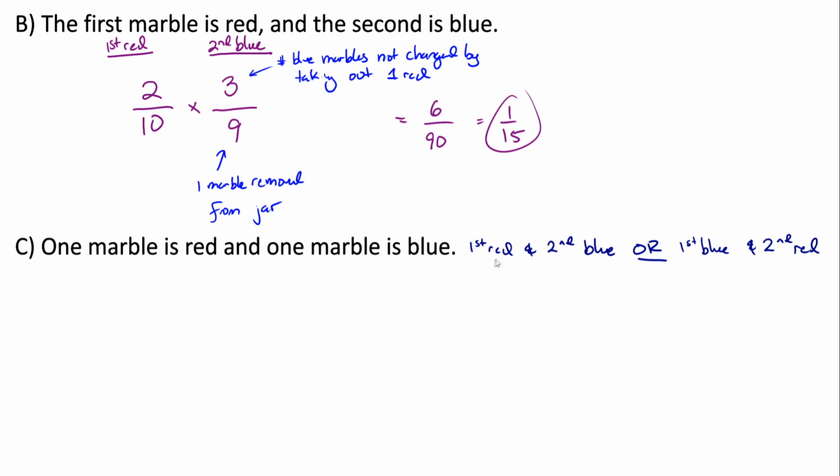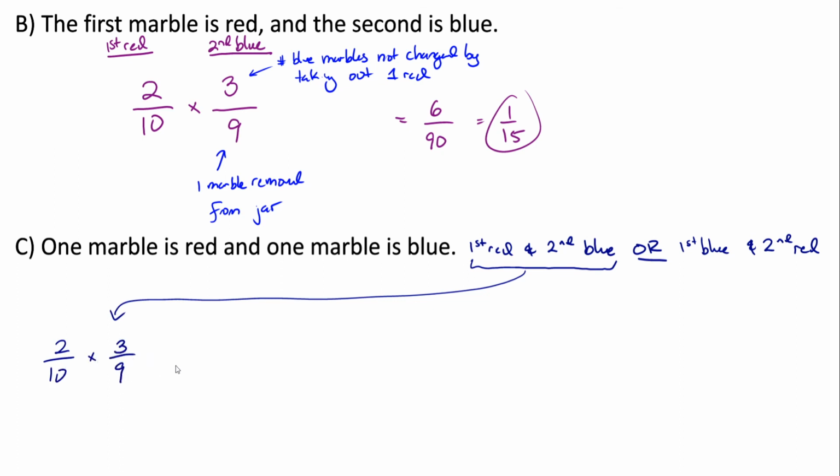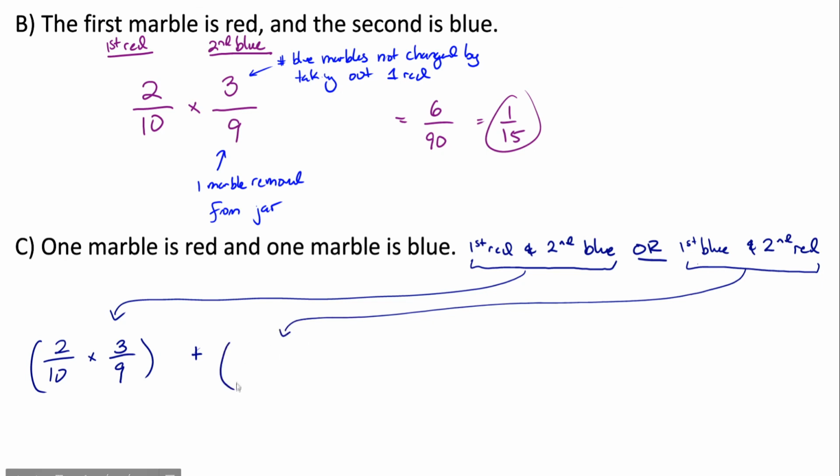So the probability that the first is red and the second is blue, we know this is still going to be 2 out of 10 times 3 out of 9. And then we would have to add this to the probability that the first is blue and the second is red. So the probability that the first one is blue will be 3 out of 10. The probability that the second marble will be red will now be 2 out of 9.